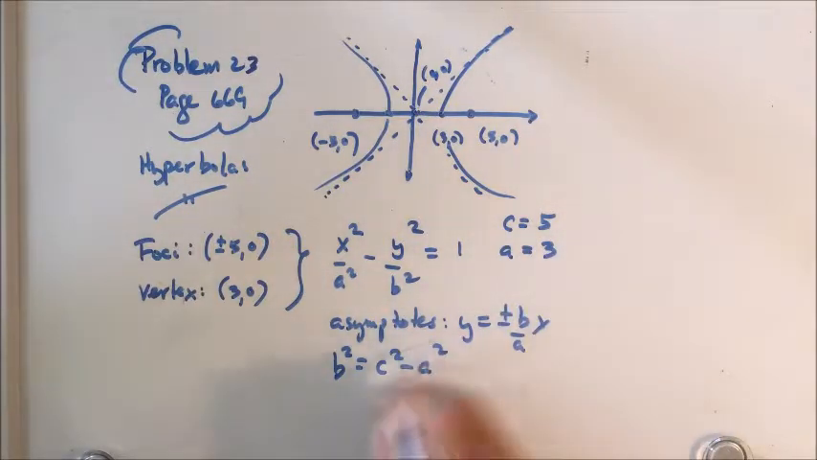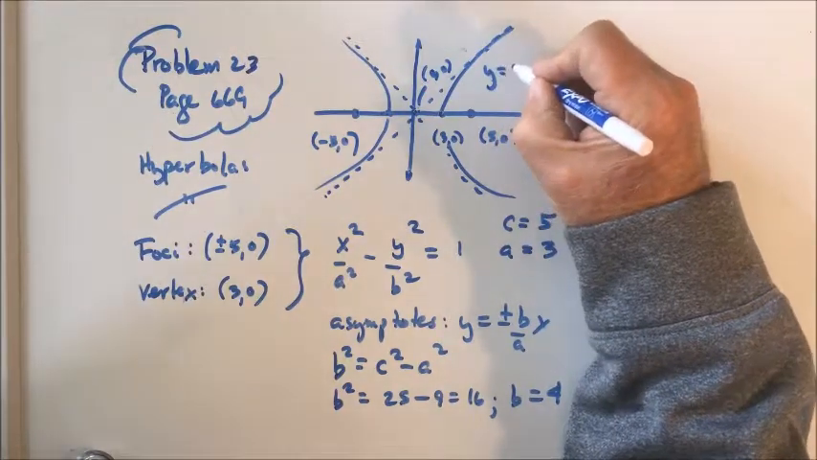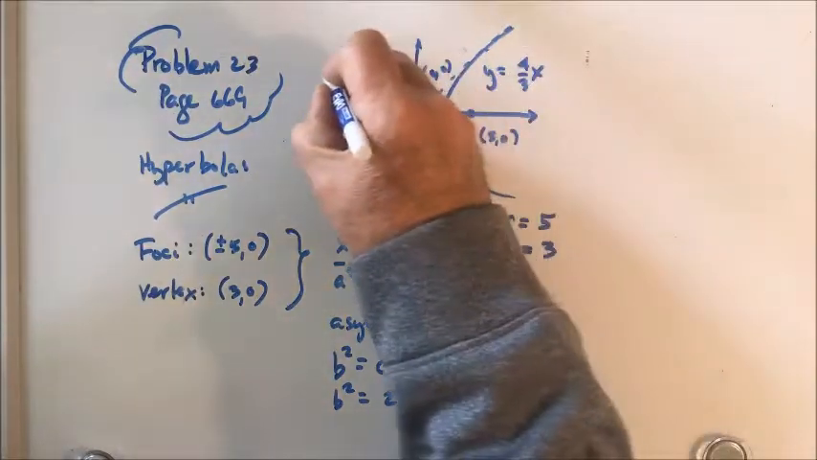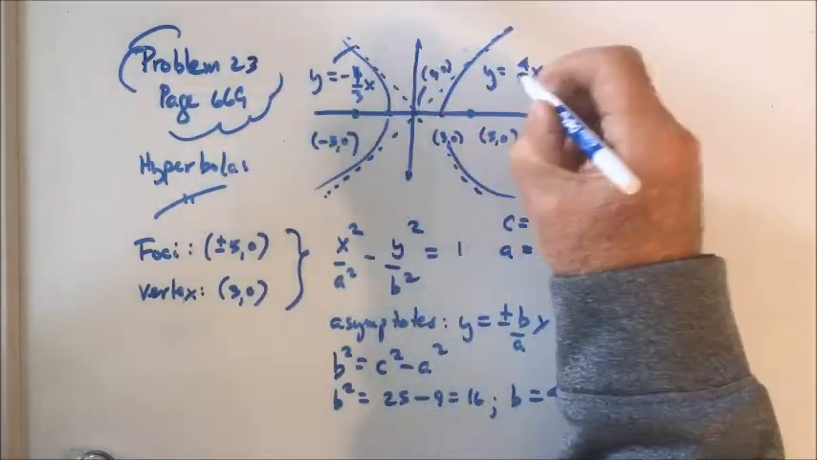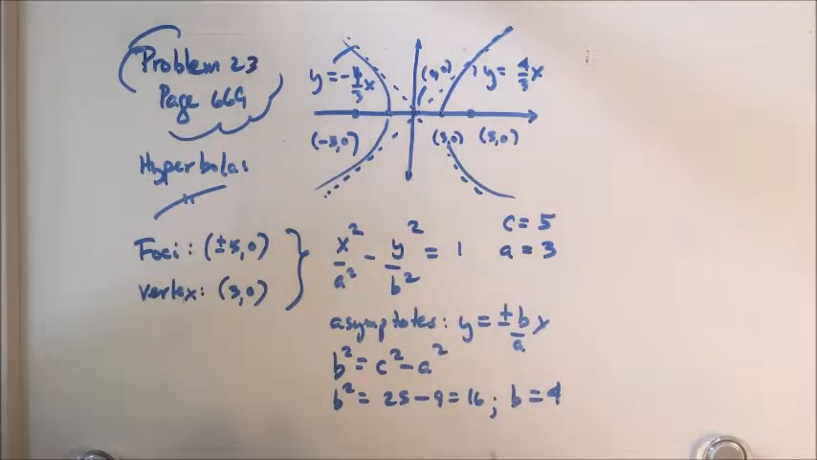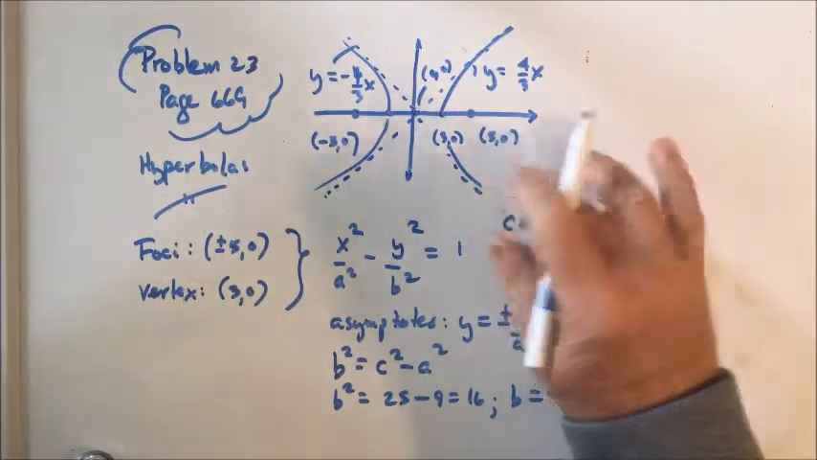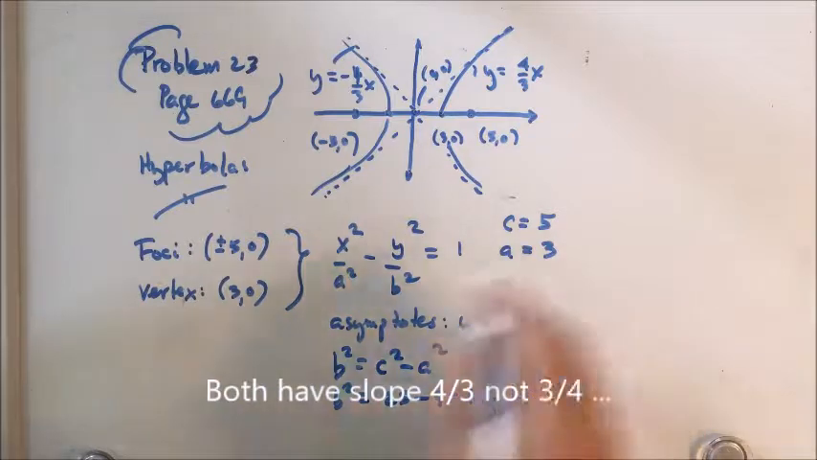Okay, and indeed, if I come down here and solve, b squared has got to be c squared, 25, minus a squared, 9, is equal to 16. b has got to be equal to 4. Now I can come up here and say this is y is equal to b over a, 4/3 x. This is y is equal to minus 4/3 x. And those are the two lines which cut through the origin, and the hyperbola is asymptotic to these lines.